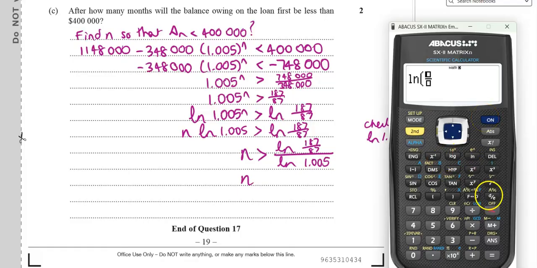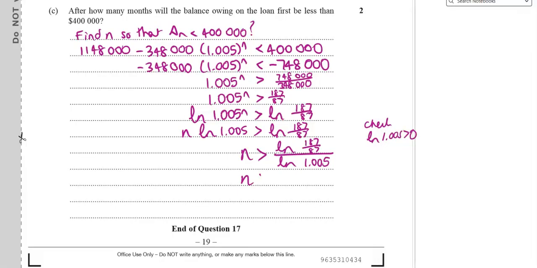ln of 187 over 87 all over ln of 1.005. I get 153.422, but I need N to be a whole number. So my answer is N of 154 months.